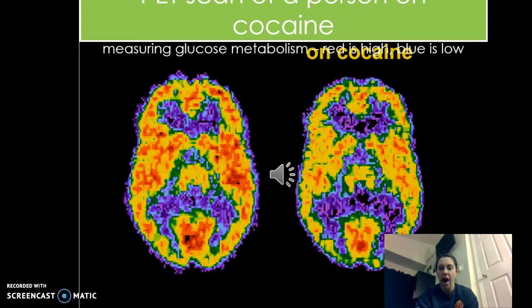Here's the glucose metabolism. This is most likely looking at a PET scan of cocaine. And you can see it.